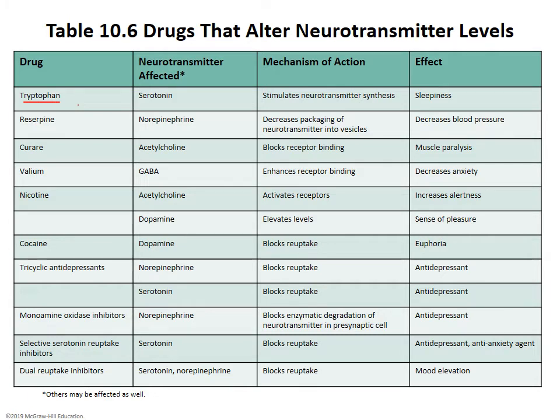Tryptophan. Now, not everybody's heard of it. Hopefully you have. Tryptophan is kind of jokingly the Thanksgiving drug, because it is a chemical that's found in turkey and red wine that makes you sleepy.